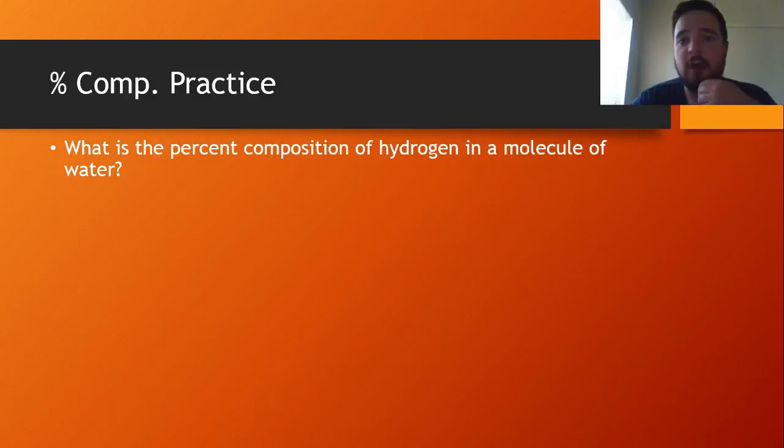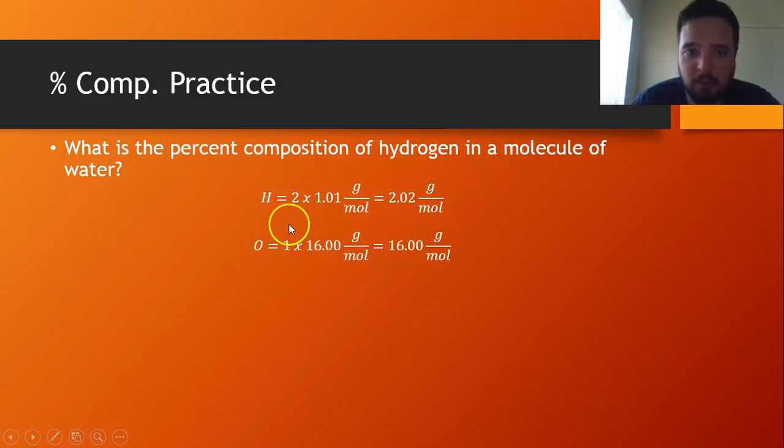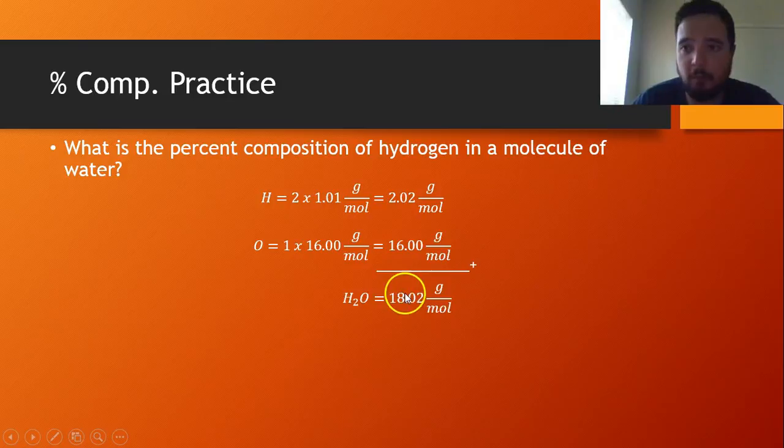What is the percent composition of hydrogen in a molecule of water? Well, we know that H2O is the molecular formula for water. For the 2 hydrogens that I have, the gram atomic weight or molar mass of hydrogen is 1.01 grams per mole. Therefore, I have 2.02 grams per mole of hydrogen within water. Then I have 1 oxygen atom, which is 1 times 16 grams per mole, so I have 16 grams per mole, which means my total sample, which is water, is 18.02 grams per mole.